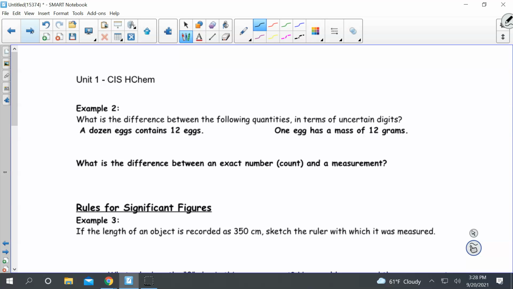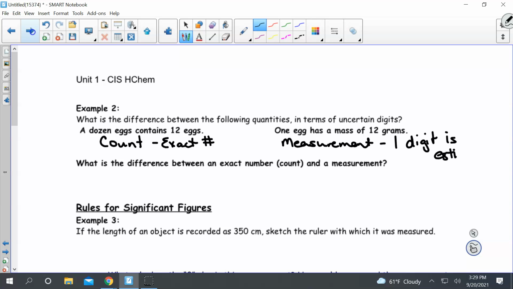So we're going to look at a couple examples here. Example 2, it says, what's the difference between the following? I have 1 dozen of eggs, has 12 eggs, and then I said 1 egg has a mass of 12 grams. This is a count. A count is an exact number. This is a measurement. A measurement is not an exact number because one digit is estimated. Or we could say that's inexact. Let's spell it right. E-X-A-C-T. Okay, so measurements have some inexact digits in them where an exact number, a count, doesn't. So that would answer this question right here.